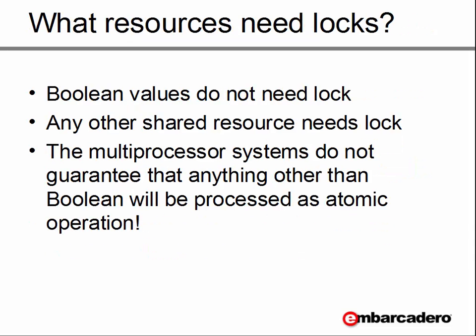What resources need locks? Boolean variables, due to their nature of having only one of two possible values, do not need to be locked. Any other shared resource, be it a variable, class, object, or structure, needs to be locked. On multiprocessor or multi-core systems, there is no guarantee that anything other than Boolean will be processed as an atomic operation, and even a byte is not ensured to have the same value while the processing is happening.